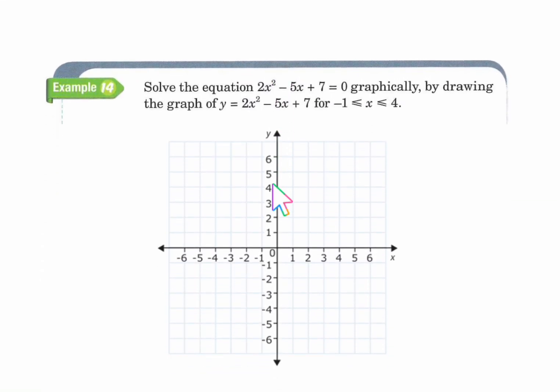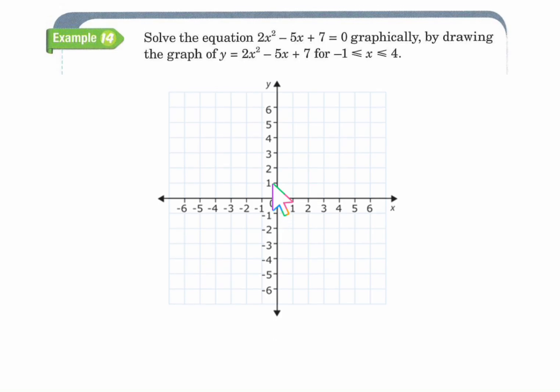All right, let's do one more problem. Example 14 from your book. Solve the equation 2x squared minus 5x plus 7 equals 0 graphically. And then you're going to draw the graph for the values between x equals -1 and x equals 4. Go ahead and pause the video and try it on your own first.